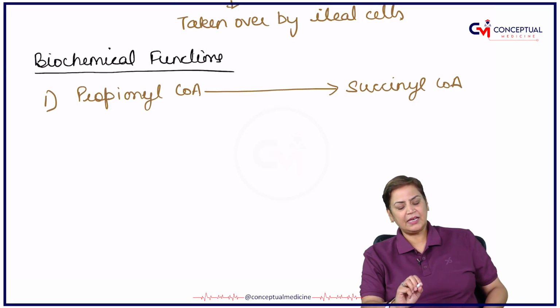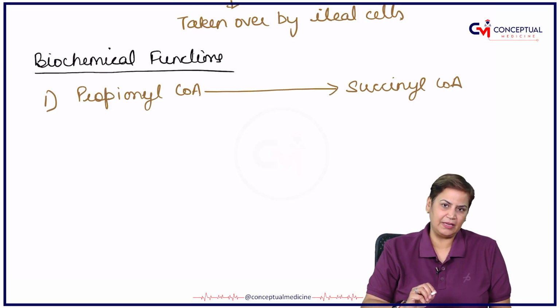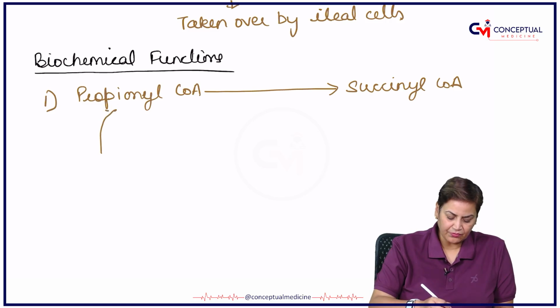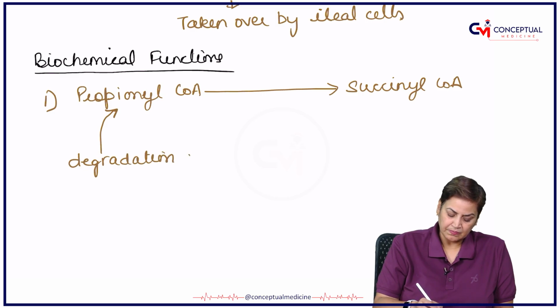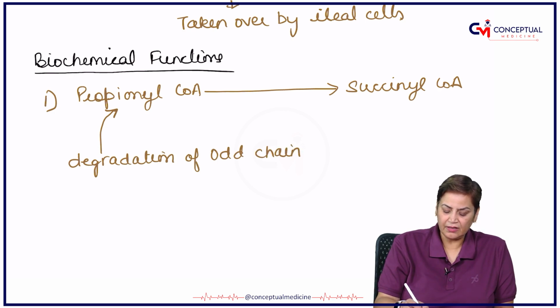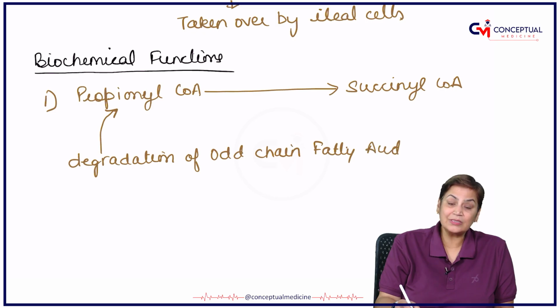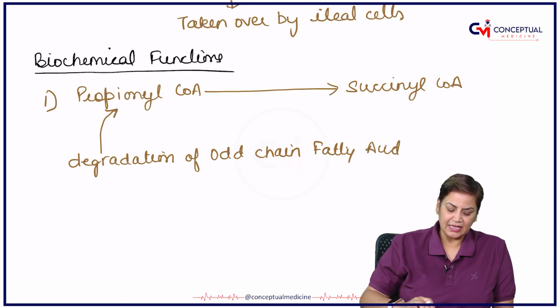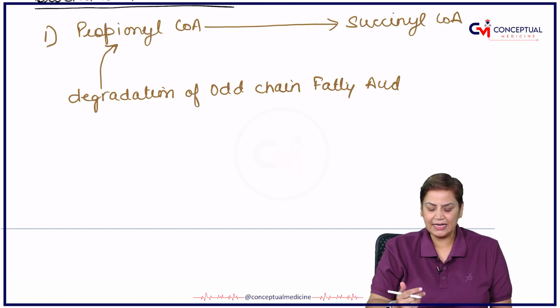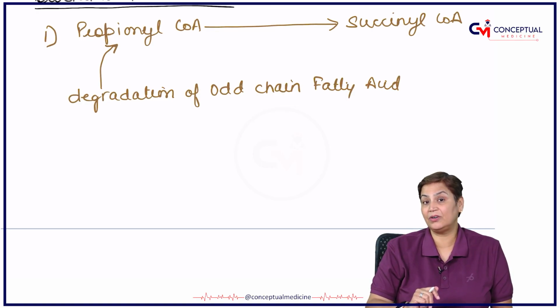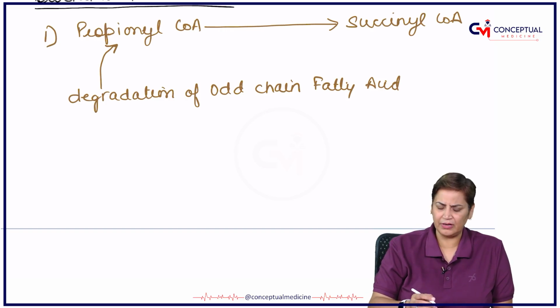Now from where is this propionyl coenzyme A coming? This is coming from the degradation of odd chain fatty acids. So what happens is, this undergoes carboxylation, meaning there is attachment of carbon dioxide, and this propionyl coenzyme A is converted into methylmalonyl-CoA. This is a very important reaction.